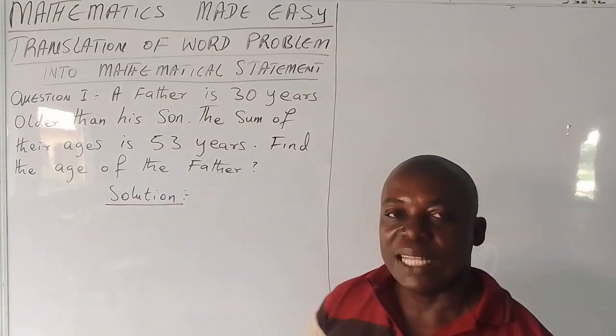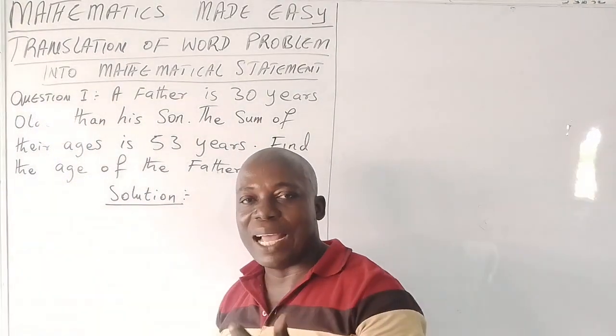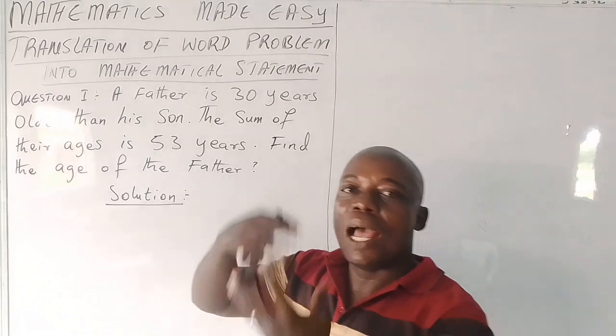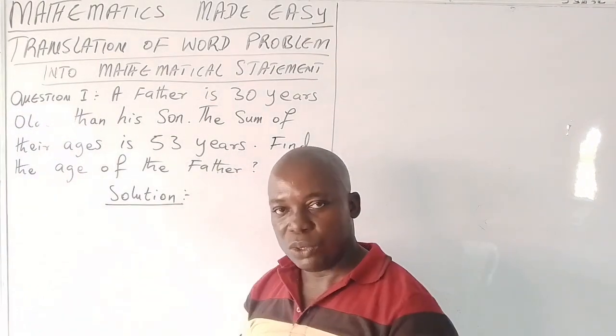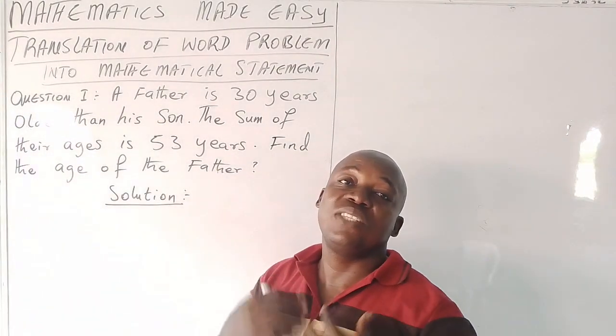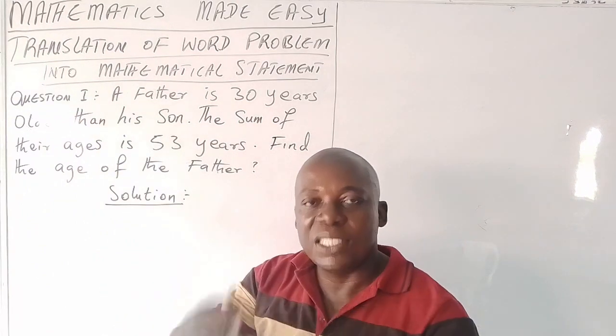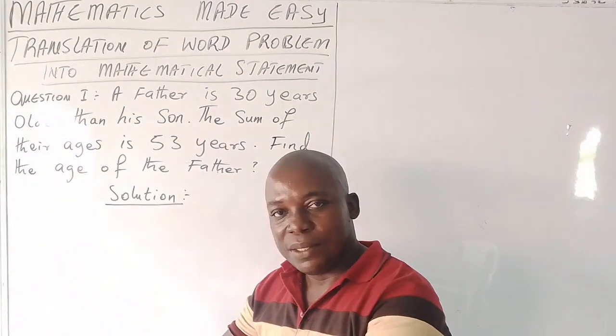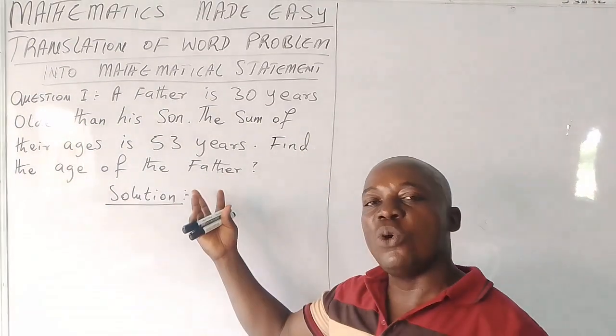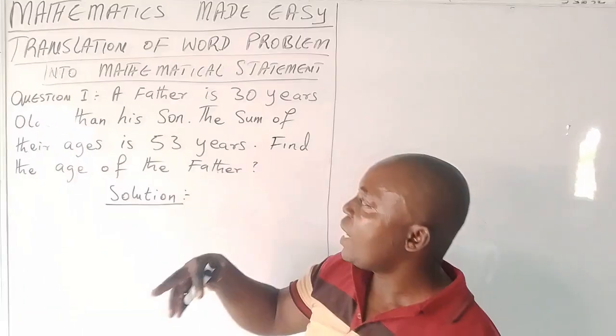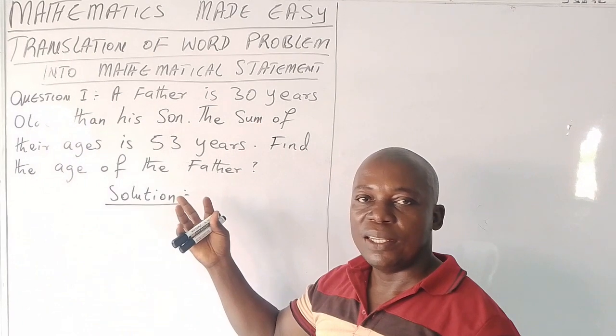First of all, they say that the age of the father is 30 years above that of the son. Which means, assuming that the son is 5 years now, the age of the father is 5 years plus 30 years. But here, we don't know the age of the son, neither do we know the age of the father.